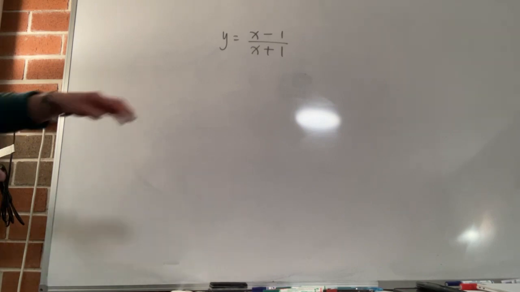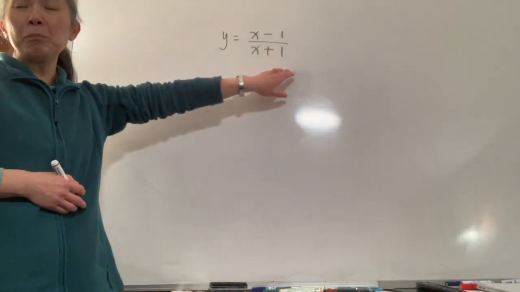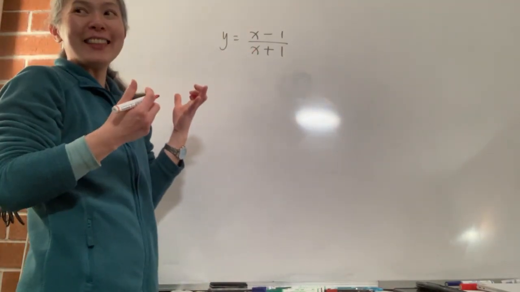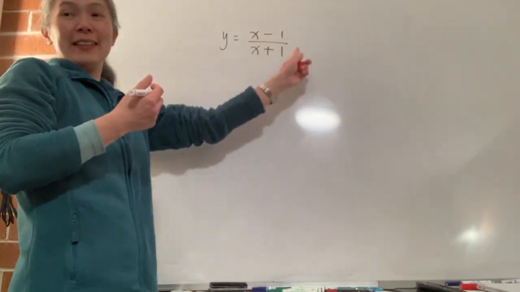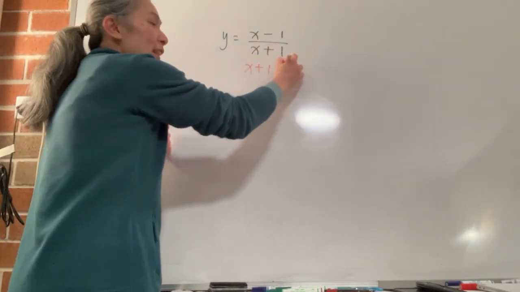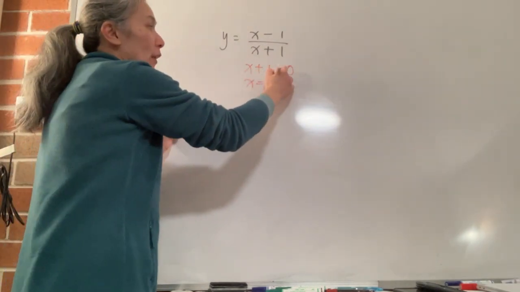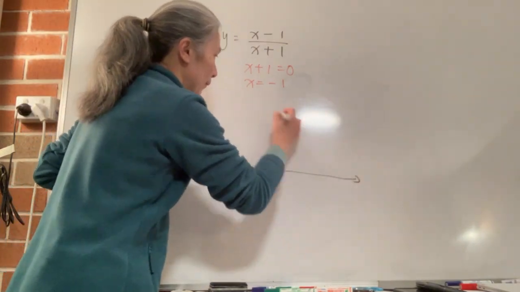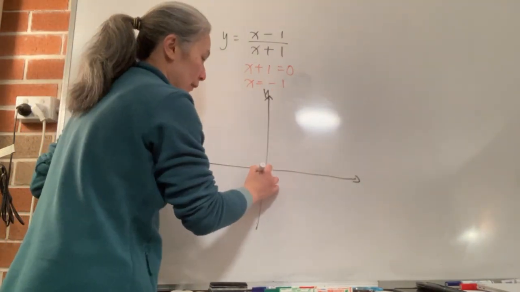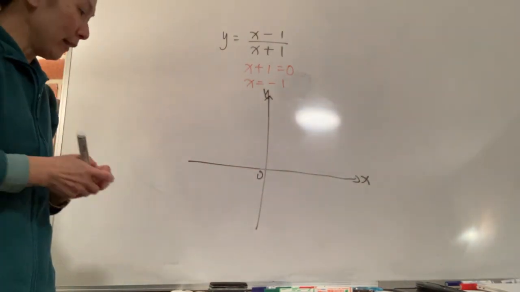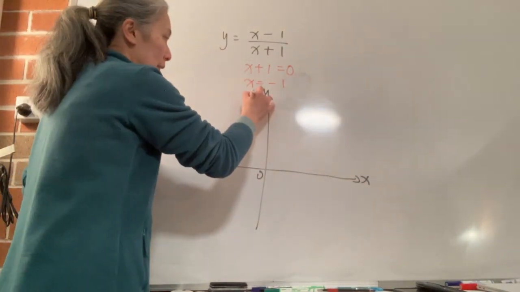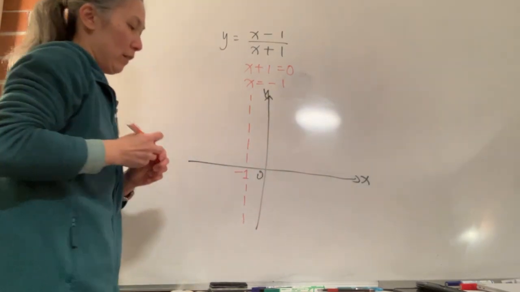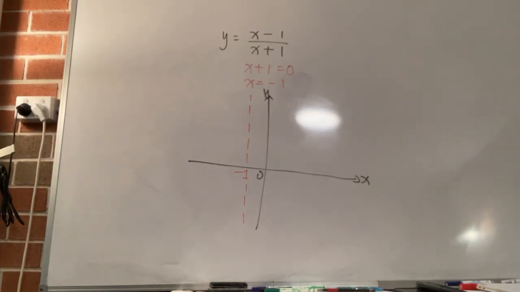Okay, now look at the next equation, which looks like this. To find the vertical asymptote, it's still the same thing. You put the denominator equal to 0. Then you get x equal to negative 1. Sketch that one first. That's the first thing to do. X equals negative 1.